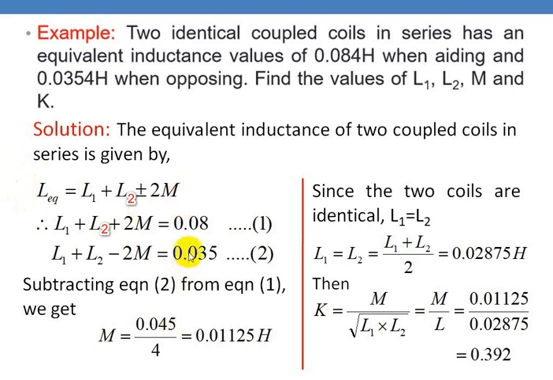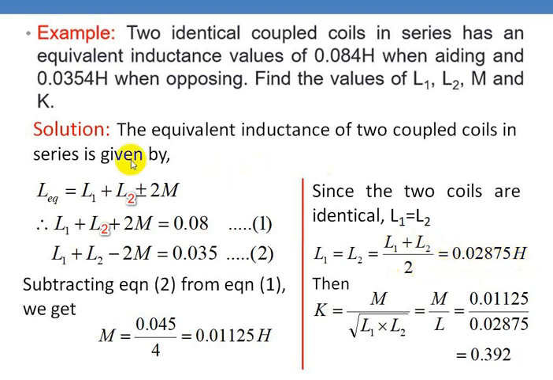Now you subtract the second equation from the first equation. So you get M is equal to 0.0545 divided by 4, which will be equal to 0.01125 Henries. And it is given in the problem that the two coils are identical, therefore L1 will be equal to L2. If we substitute M in any one of the equations, you can find L1 plus L2. Since the two coils are identical, L1 will be equal to L2. So this value will be equal to half of L1 plus L2. So divide L1 plus L2 by 2. So you will get 0.02875 Henries.